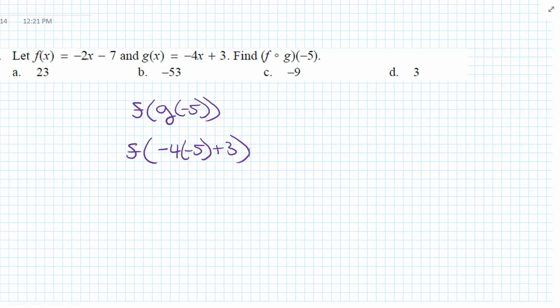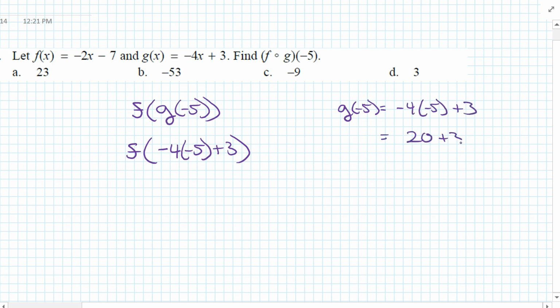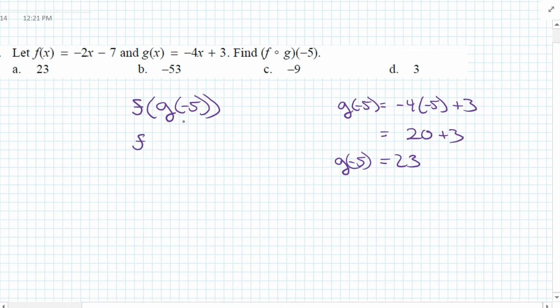Okay? If that's confusing, you could rewrite it like this. Find the g of negative 5. So that's going to be negative 4 times negative 5 plus 3. So that's going to be 20 plus 3, which is 23. So the g of negative 5 is 23. So now it's going to be the f of g of negative 5, which is the f of 23.